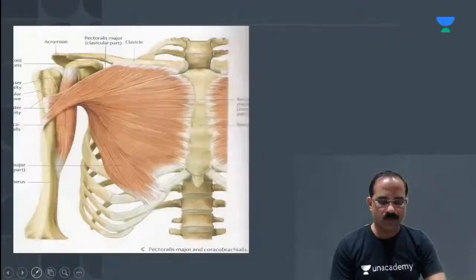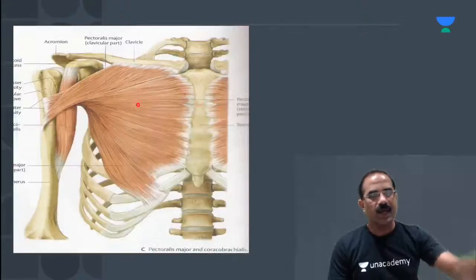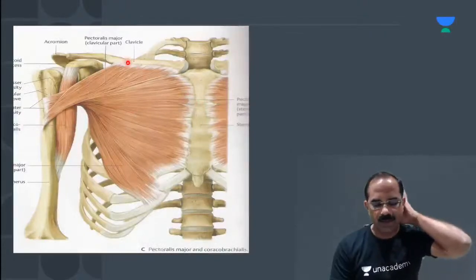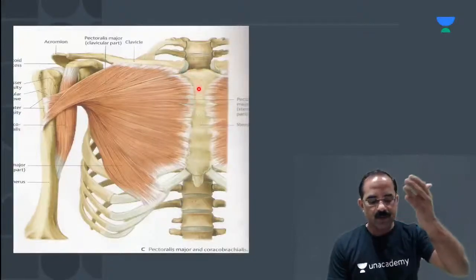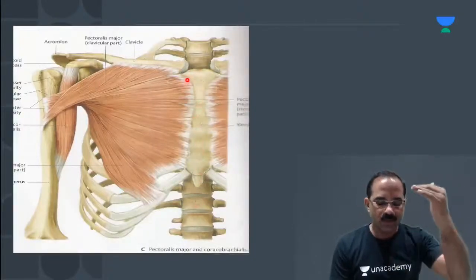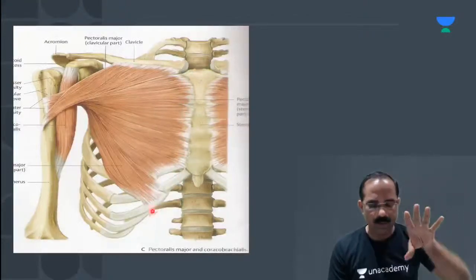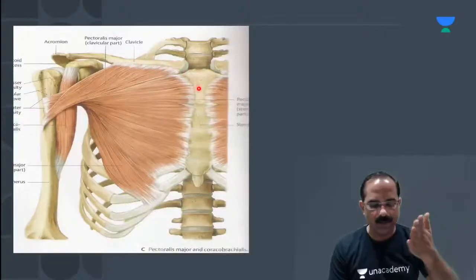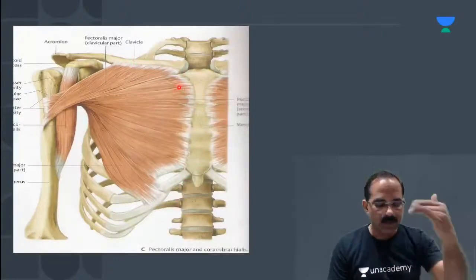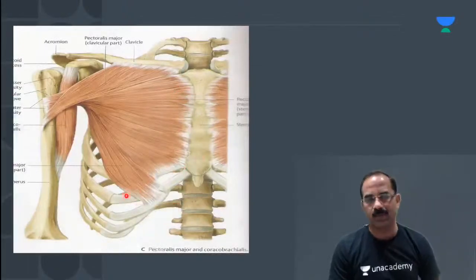So have a look, students, what is this muscle here? That's the pectoralis major. And now you know the origin of pectoralis major. It begins from the medial two-thirds of the clavicle, the manubrium sterni, the body of the sternum, the second to sixth costal cartilages, and the external oblique aponeurosis.